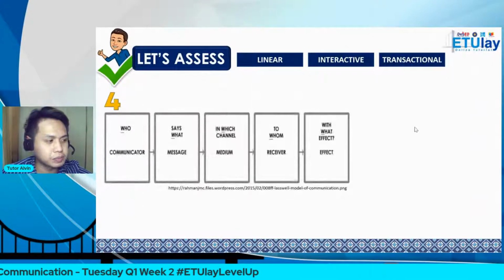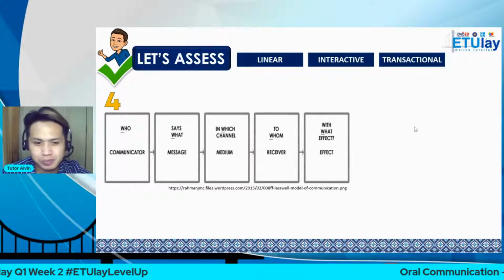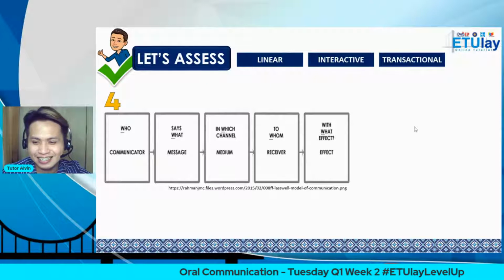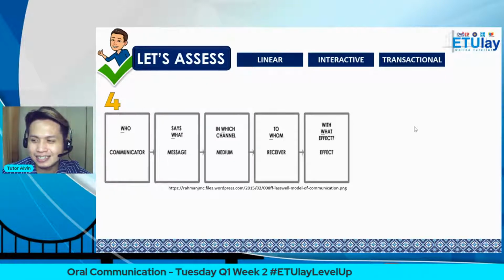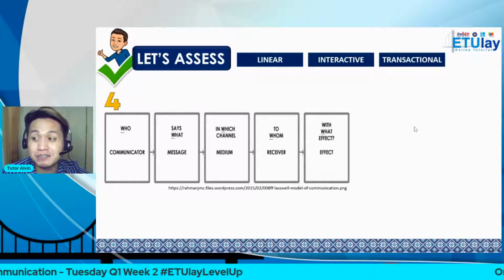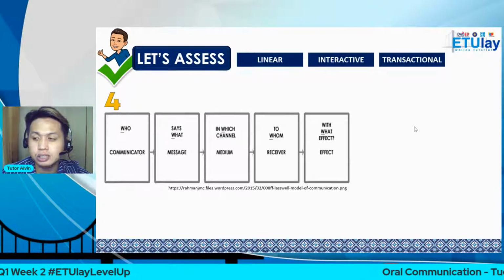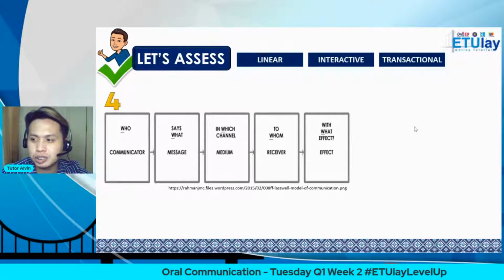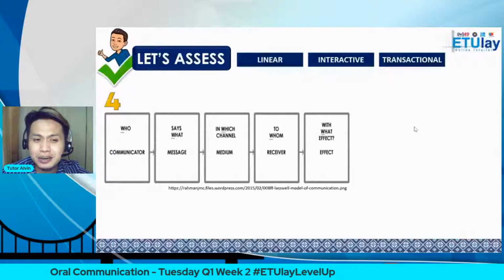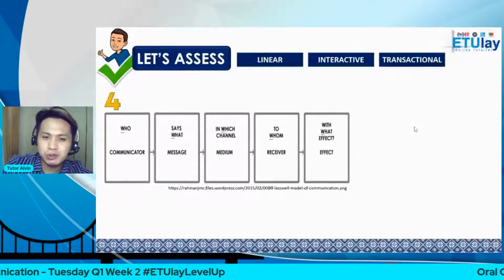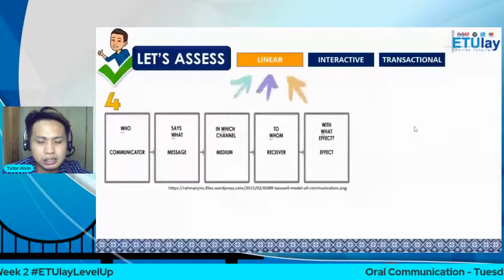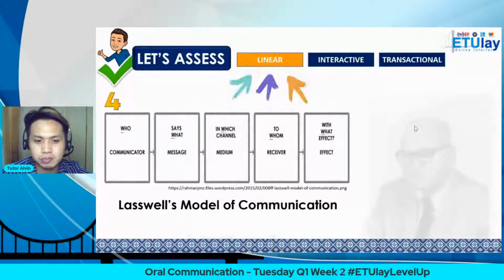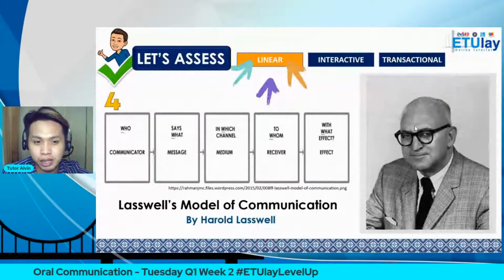Okay, how about this one? I guess this would be very easy. Number three is transactional. How about number four? This one. Four is linear, right? From the sender, the communicator, to the effect. All right, linear. This is the Lasswell's model of communication by Harold Lasswell.